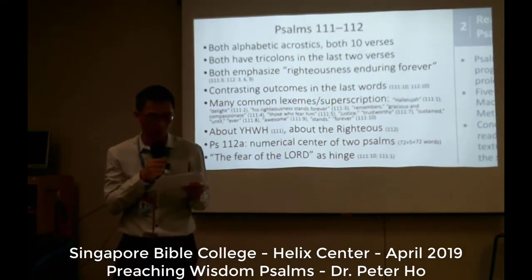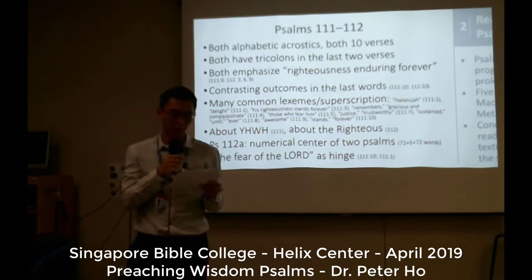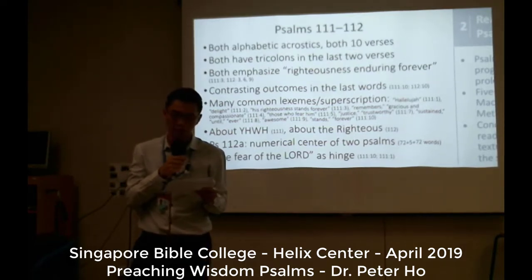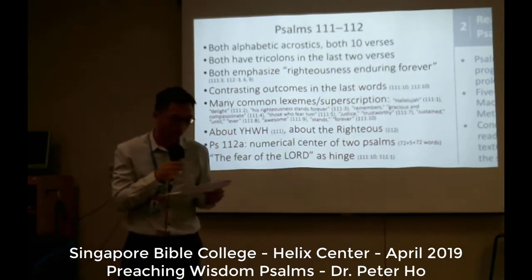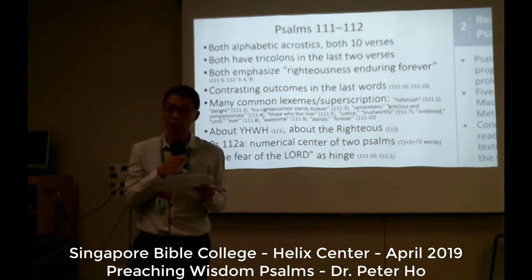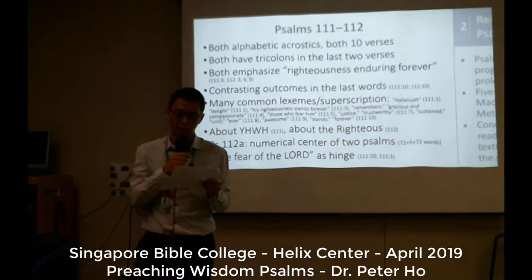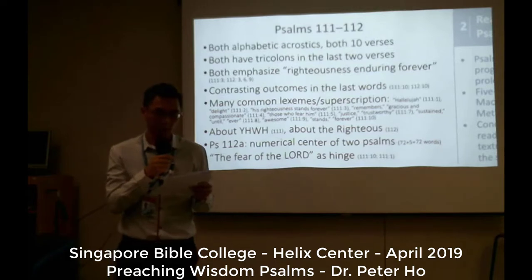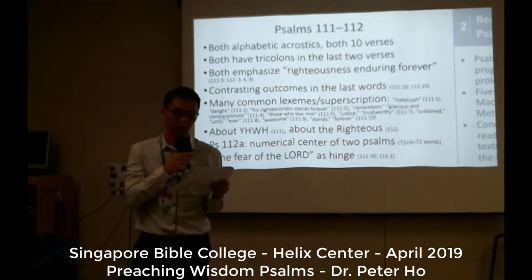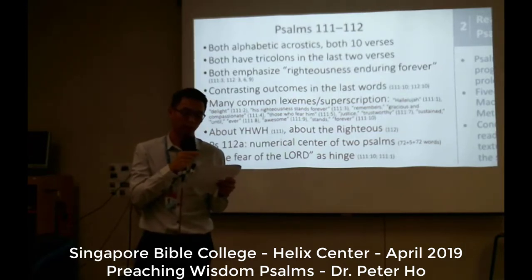Both emphasize the enduring power of righteousness, yet they also contrast 2 different outcomes. Psalm 111 ends with the word forever, while Psalm 112 ends with the word perish. There are many common lexemes between them, as we can see here. It is striking that the motif of fearing Yahweh at the end of Psalm 111 is found at the beginning of Psalm 112. Numerically, the first 5 Hebrew words of Psalm 112, "blessed is the man who fears God," is the exact mathematical center of both psalms.